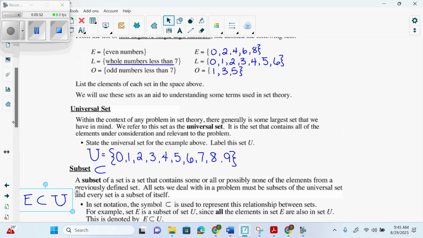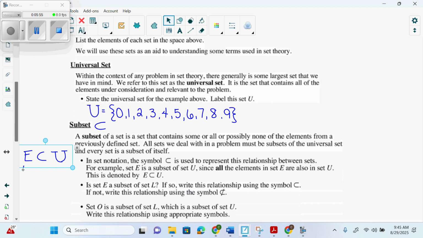So E has 0, 2, 4, 6, 8. Would you agree? We stated that above. So U has to have at least that, right? Can it have more? Yes. Can it be missing one of these? No. It has to have at least those, and then it could have more. So 0, U has 0. 2, U has 2. 4, U has 4. 6, U has 6. 8, U has 8. So E is a subset of U. That is true, right? Does that kind of make sense?